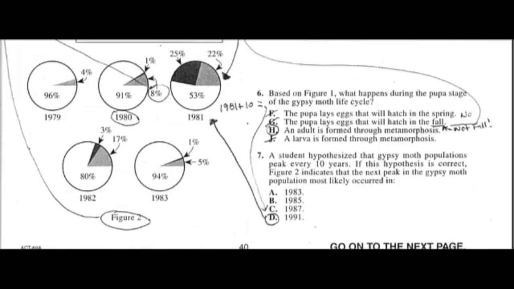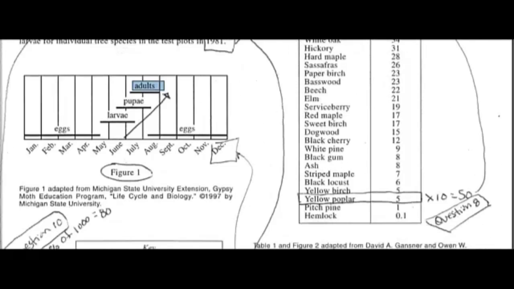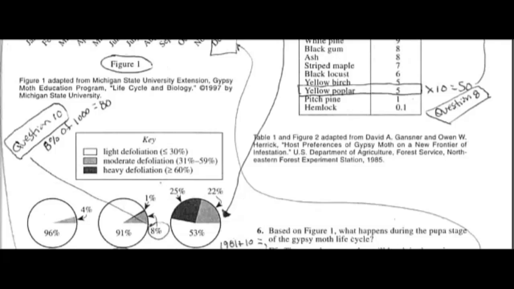Answer choice 6H says an adult is formed through metamorphosis. Metamorphosis means it is changing. And if we look at the chart here, is an egg changing into a larva? And is a larva changing into a pupae? And is a pupae changing into an adult? The answer is yes. So they're Scooby-Dooing you on that one, saying the same thing but using fancy terms. So H is going to be the correct answer.